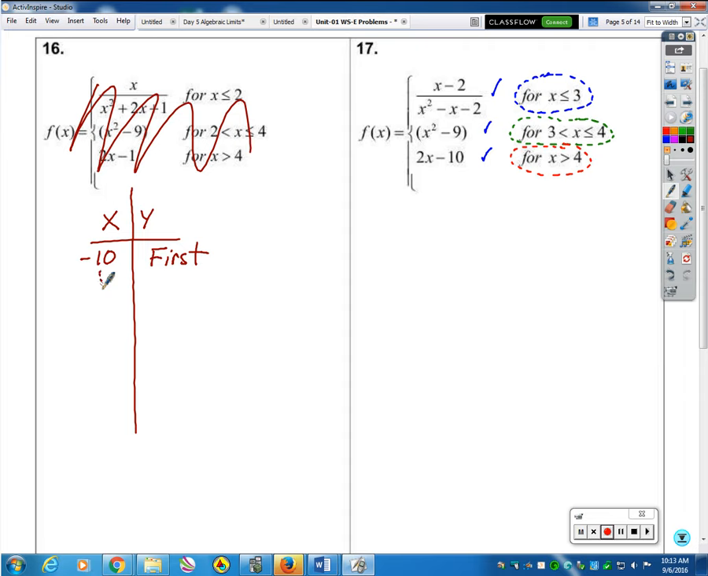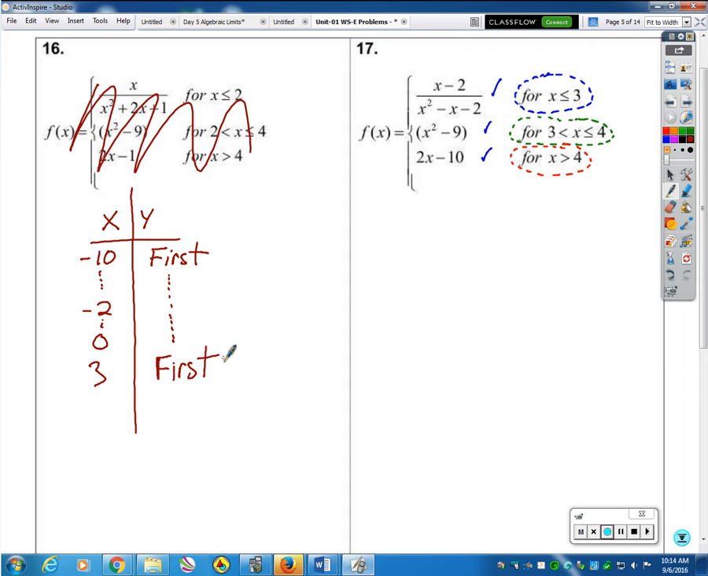If you plug in, say, negative 2, same thing. You plug in 0, same thing. You're still using the first formula to find the y coordinate. Somebody help me. When do you stop using the first formula? Close. You actually stop using the first formula at exactly 3. Because it says the first formula can be used for x values up to and including exactly 3. So this one still uses the first formula.